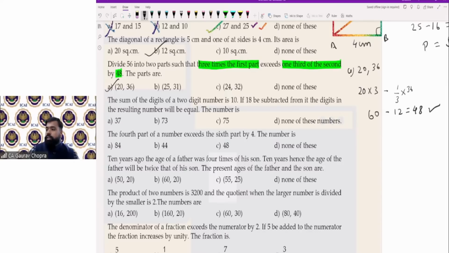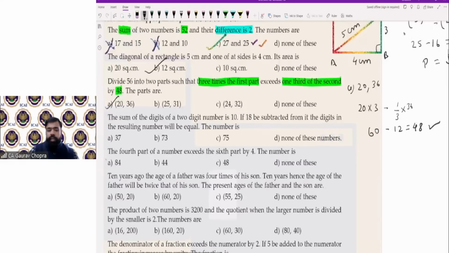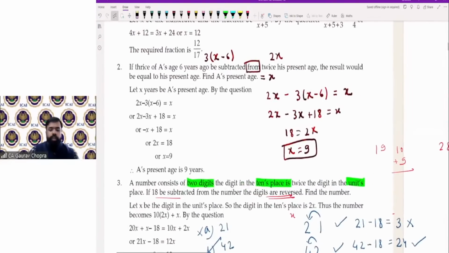Then Indrashis is asking about example number second. See, example number second was very simple. जैसा लैंग्वेज ने कहा, आपको सब कुछ लैंग्वेज का यहाँ पे गेम है. अगर आपने लैंग्वेज को प्रॉपर्ली इंटरप्रेट किया, you will get your answer. So in this second illustration, the condition was thrice of A's age 6 years.